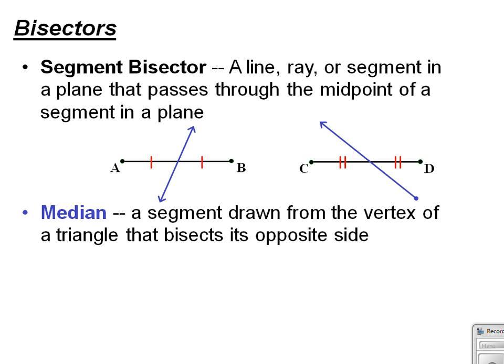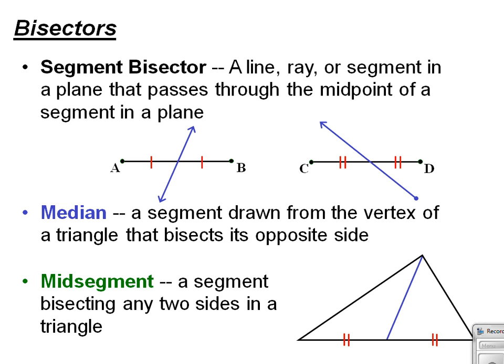Now, a median is a special type of bisector that's found in a triangle. A median is a segment drawn from the vertex of a triangle that bisects the opposite side. For example, in this triangle here, we could draw a segment that goes from one vertex in the triangle and bisects the opposite side there. That is a median. You could also draw medians from either other vertex in the triangle to the opposite side as well. In other words, every triangle could potentially draw three medians with it.